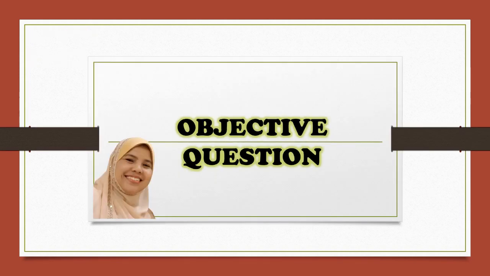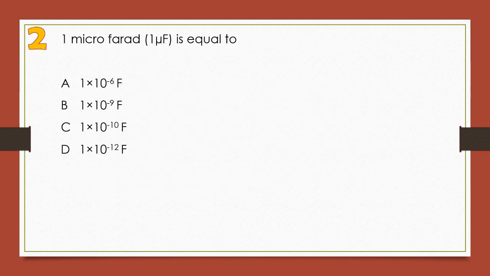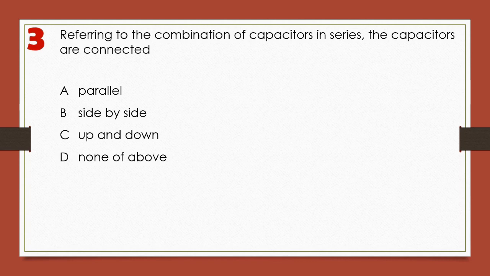Now, are you ready for the 15 objective questions? Take a look at question number 1. Which following statement below is correct for the capacitance of a capacitor? Question number 2. 1 microfarad is equal to? Question number 3. Referring to the combination of capacitors in series, the capacitors are connected.